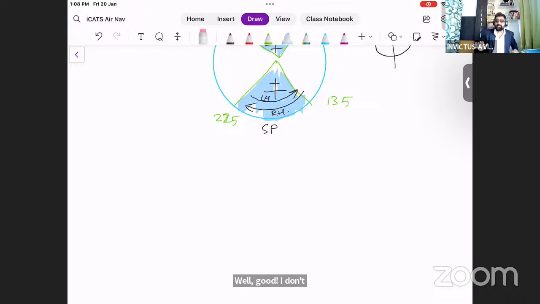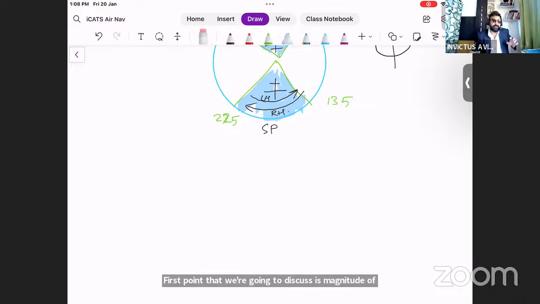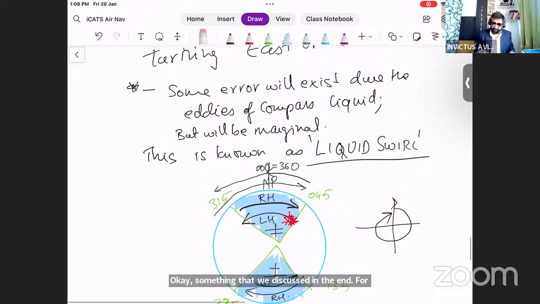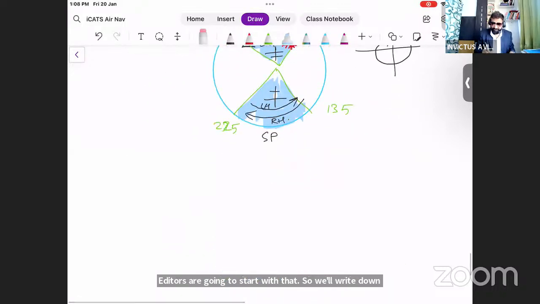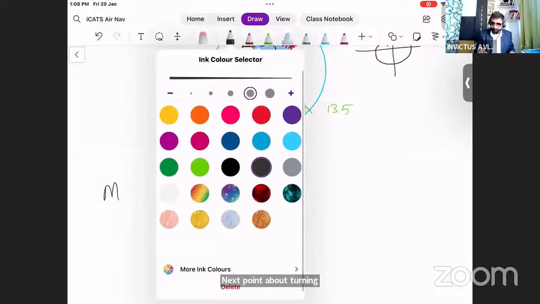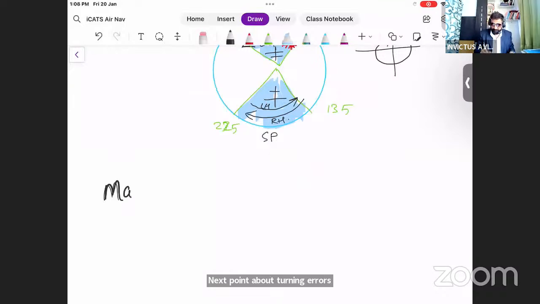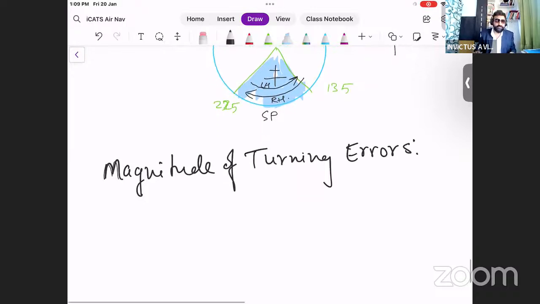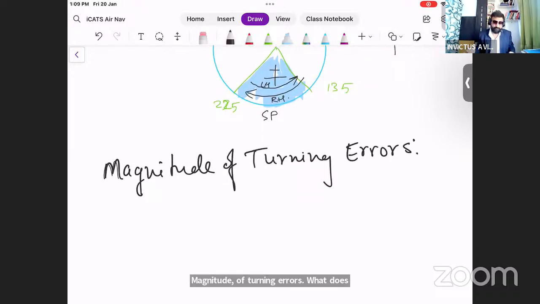First point that we're going to discuss is magnitude of turning errors, something that we discussed in the end for acceleration errors. We're going to start with that. So we'll write down the next point about turning errors. Magnitude of turning errors. What does it depend upon?